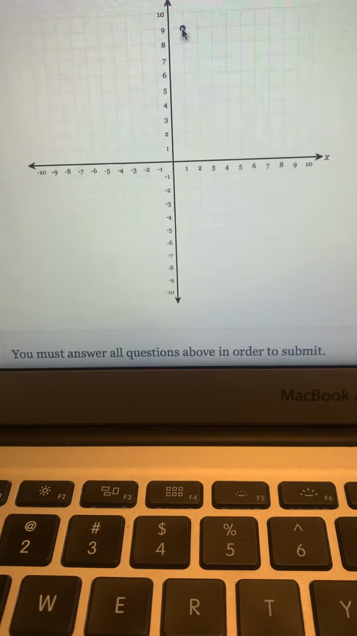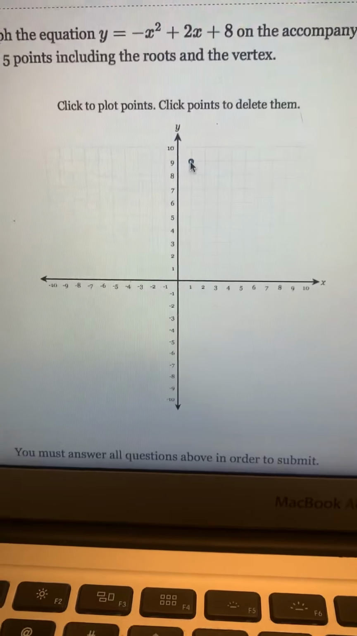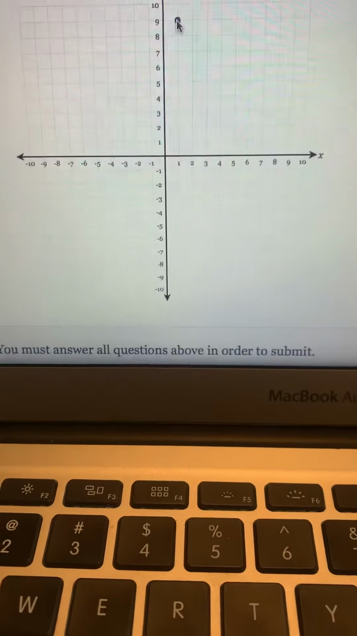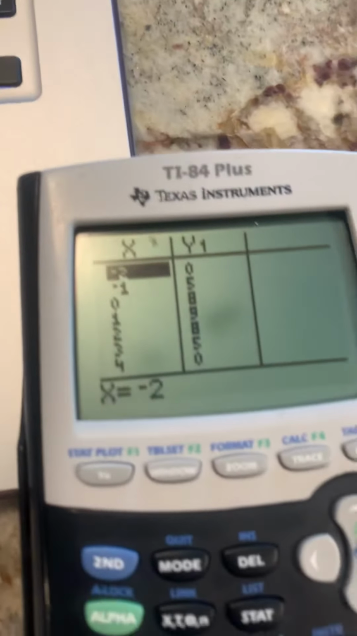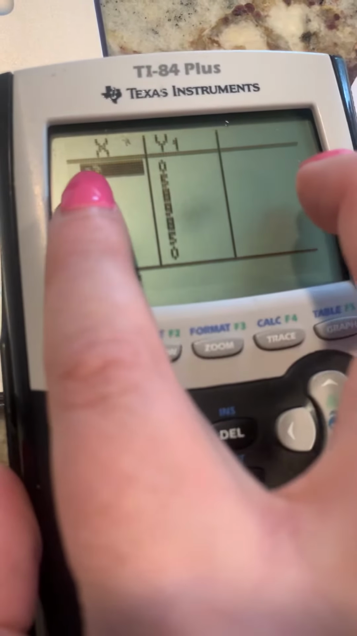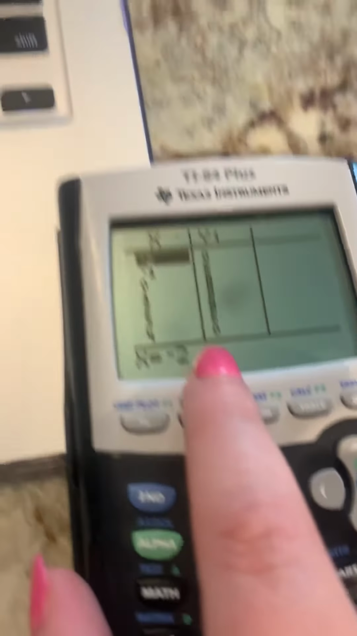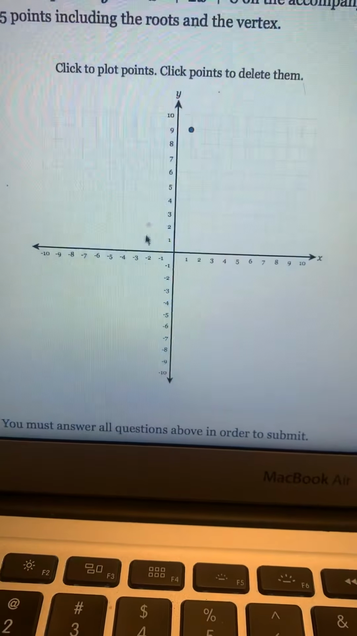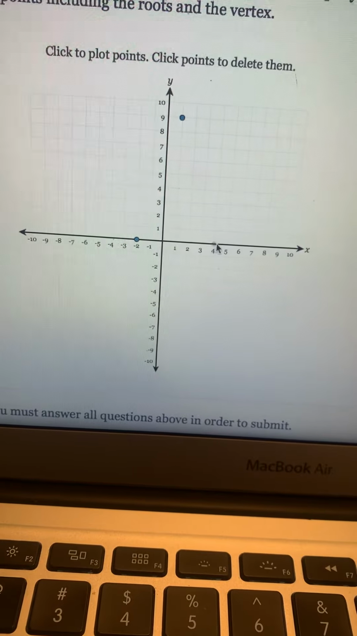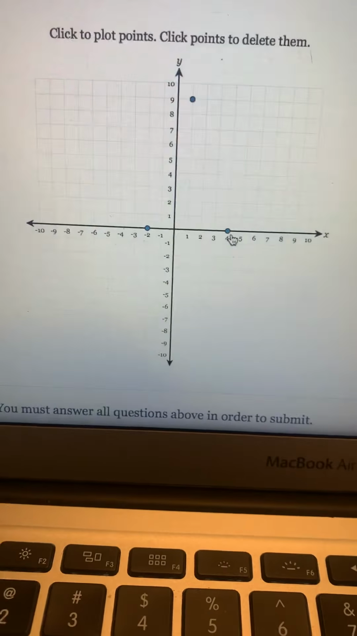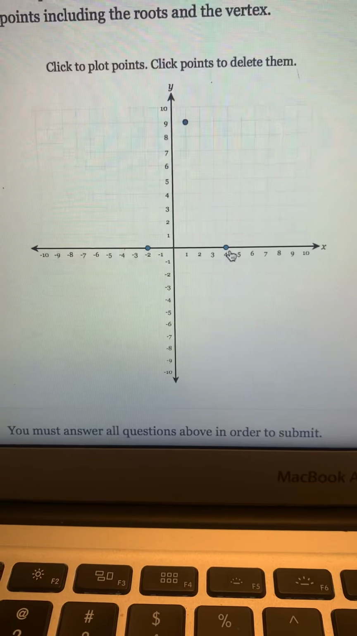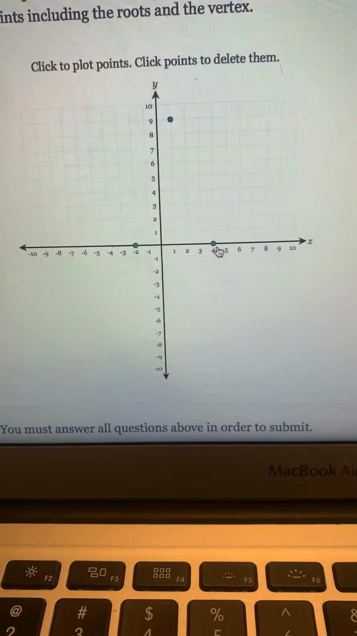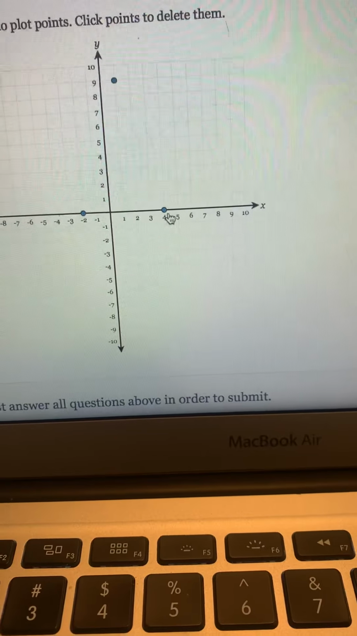What would be helpful also is to plot the roots. Remember, the roots are the x-intercepts. It's where y equals 0. So if you look where y equals 0, it would be at negative 2, 0 and 4, 0. So those are my roots. And then I can plot some more points to help me get going, because I need to plot 5 points. And I want to have this connected in a U-shaped pattern.